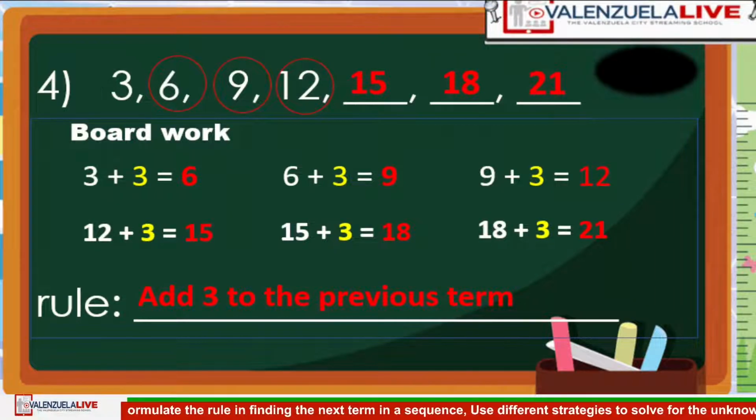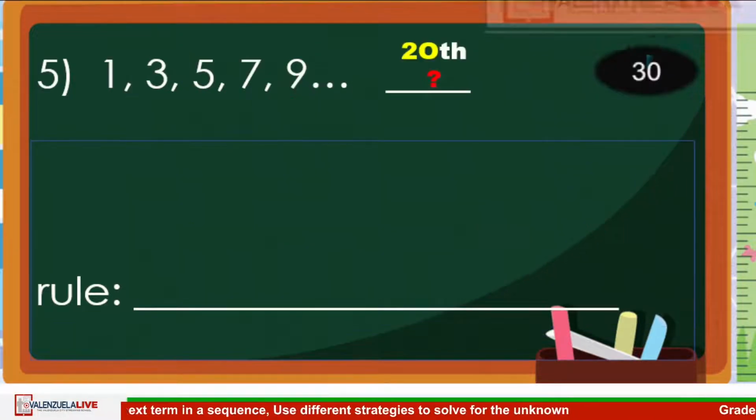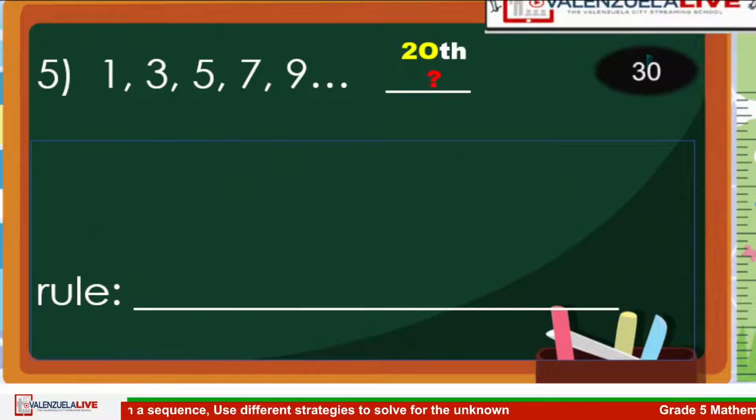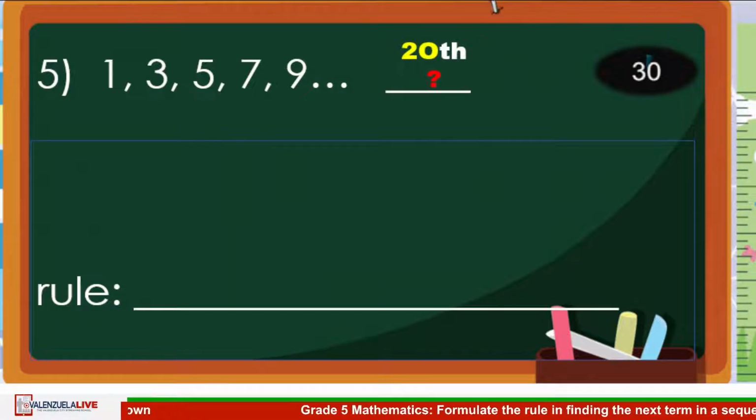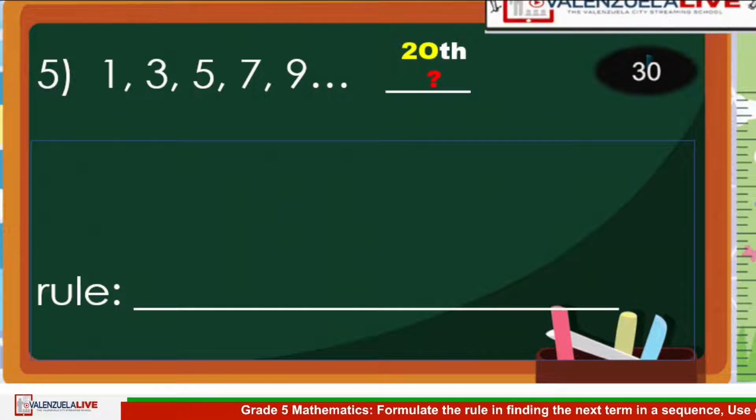I guess you get the correct answer. That's very easy. All right, for our last number for this activity, we have here 1, 3, 5, 7, 9. But this time, you have to find the 20th term. All right, let's see if you will get the correct answer. 30 seconds.